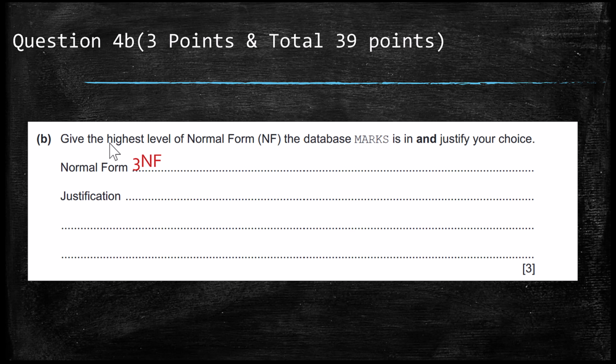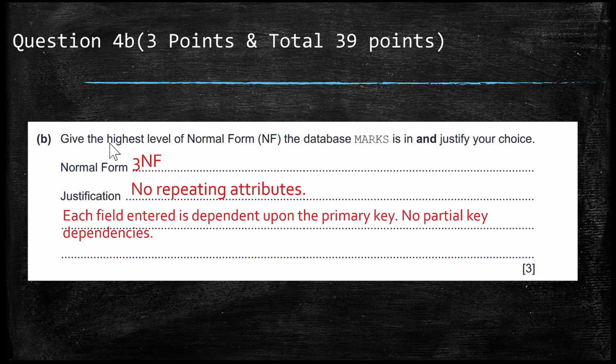Well, what's the rule for 1NF? In order for it to be in 1NF, there has to be no repeating attributes. When I look at that table, there are no repeating attributes. Each column shows up one time in the table. Well, I know it's at least in 1NF. Let's check and see if it's in 2NF. What's the rule for 2NF? Each field entered is dependent upon the entire primary key. There are no partial key dependencies. So I know it's in 2NF. Then all I do is write the rule for 3NF. There are no transitive dependencies. That's how I know it's in 3NF.